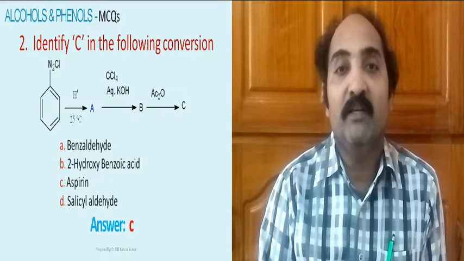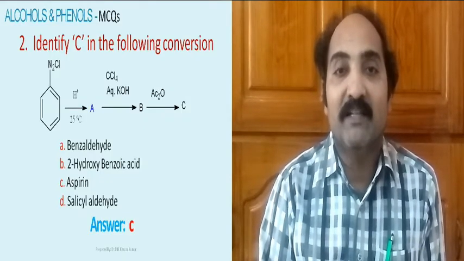In the second question, he gave us a conversion wherein he is asking the end product C. Here, benzene diazonium chloride is subjected to hydrolysis. We all know pretty well benzene diazonium chloride on acidic hydrolysis will form phenol. And this phenol is subjected to the treatment of carbon tetrachloride in the presence of aqueous alcoholic KOH. Whenever we do this, we are going to get salicylic acid as the product that is formed. Why salicylic acid? Generally, it is a Reimer-Tiemann reaction wherein if I use chloroform, we are going to get salicylaldehyde.